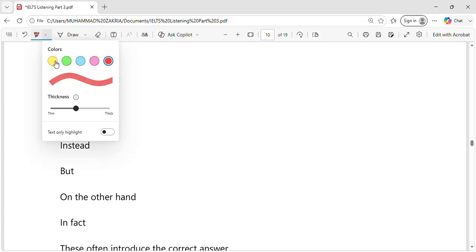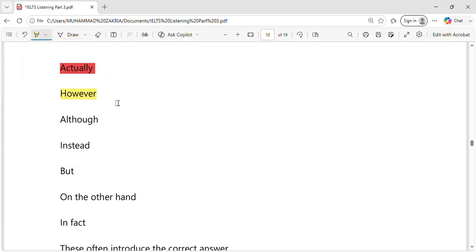However, although, instead, but, on the other hand, in fact: they change opinion. So when they change opinion, they are destructive words. You know that we will discuss that further, but these things are very important. Just remember them and write these 7 words in your notebook.